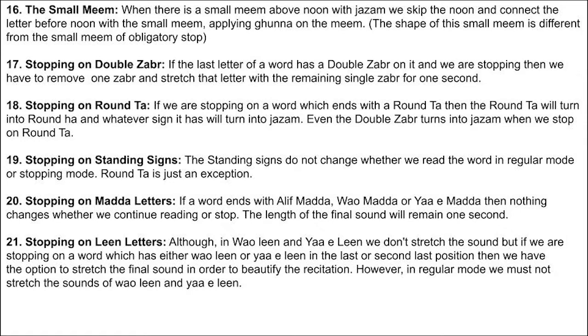Stopping on double zabar. If the last letter of a word has a double zabar on it and we are stopping, then we have to remove one zabar and stretch that letter with the remaining single zabar for 1 second. Stopping on round ta. If we are stopping on a word which ends with a round ta, then the round ta will turn into round ha, and whatever sign it has will turn into jazm. Even the double zabar turns into jazm when we stop on round ta.